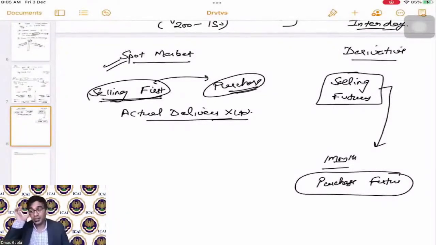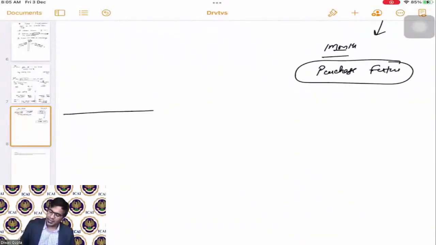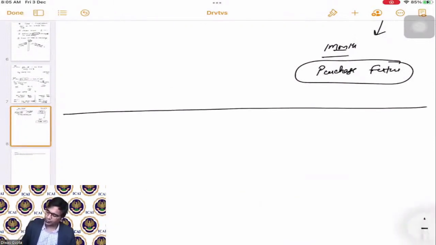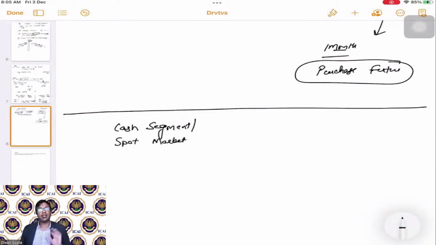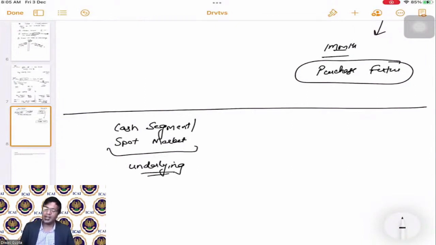Okay, students. Now, we have studied three things till now. One is the cash segment or spot market. Spot market means today's price, whatever is happening as per the proper. So this is for the underlying, in which the underlying itself is getting traded. That is called the cash segment, spot market. Then we studied forwards. Then we studied futures.